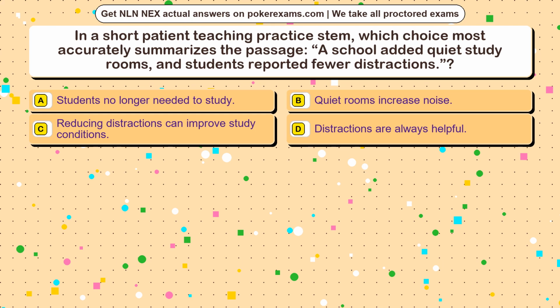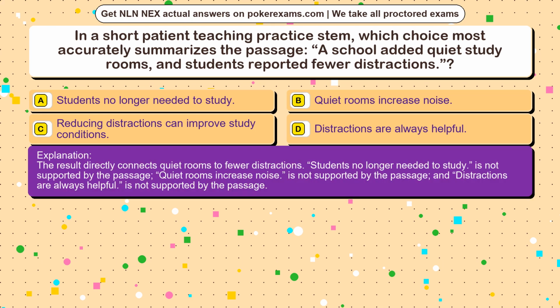The correct answer is option. The result directly connects quiet rooms to fewer distractions. Students no longer needed to study is not supported by the passage. Quiet rooms increase noise is not supported by the passage, and distractions are always helpful is not supported by the passage.